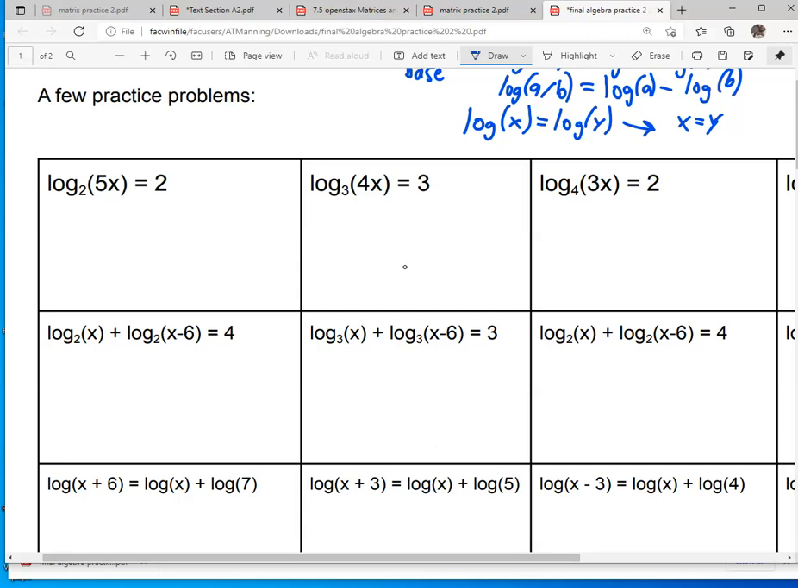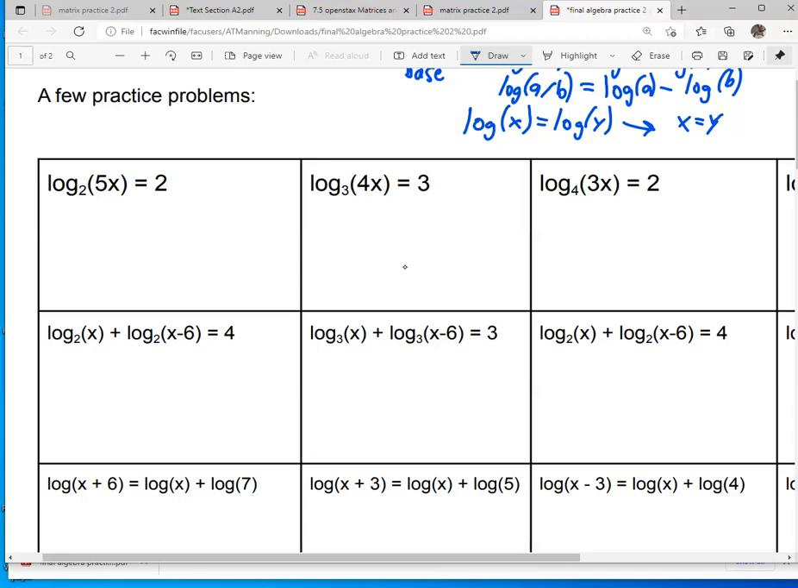Log base 2 of 5x equals 2. We need to solve for x. When you see something like this, what do you think? Well, I don't have log on both sides, so I can't use the equality of logs. I can use the basic definition of logarithm here.